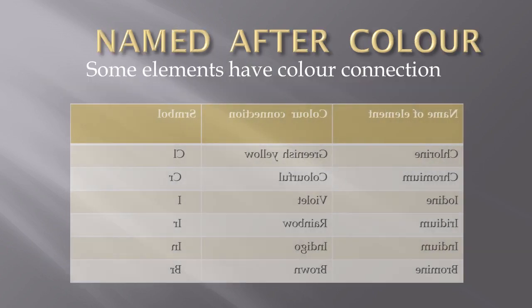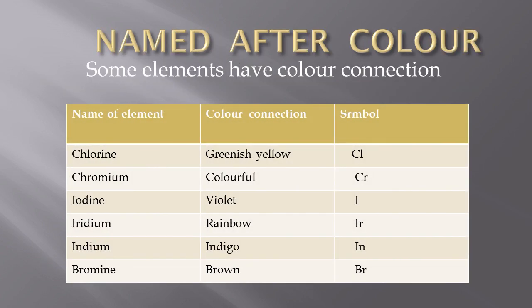So we are moving on to the last category of elements in our lesson today, that is the elements named after color. In the table below, the first one is chlorine. Its color is greenish yellow. Symbol capital C, small l. Next, chromium. The word chromium is derived from the word chroma, which means color and colorful.